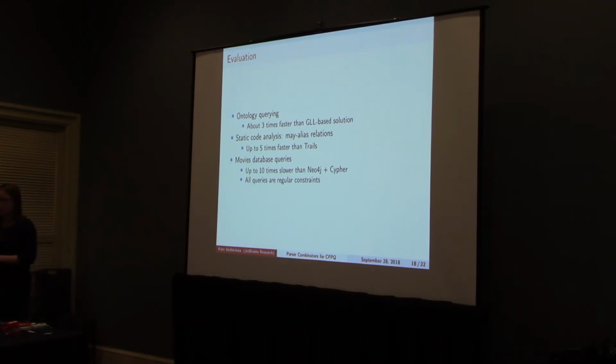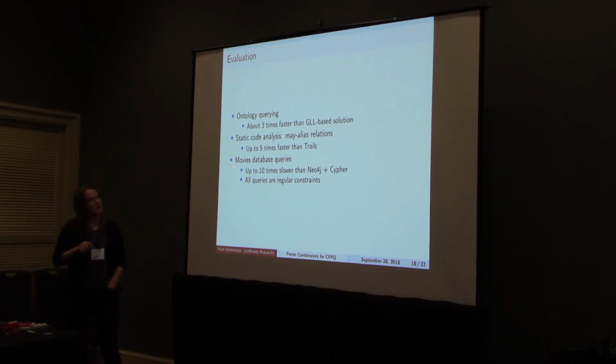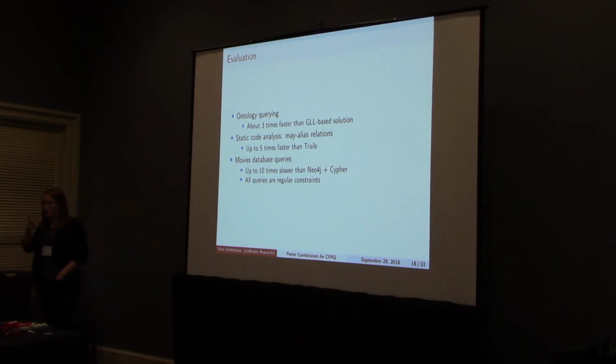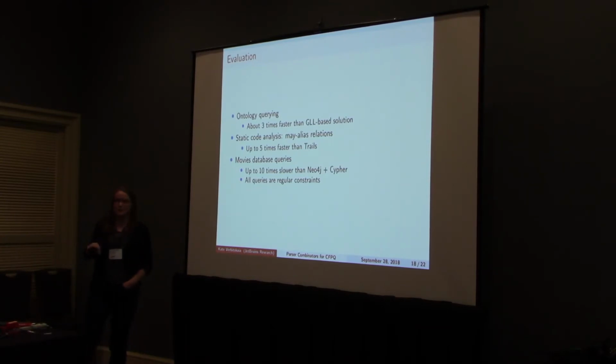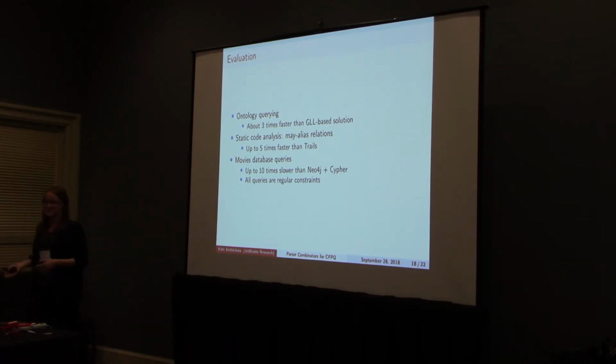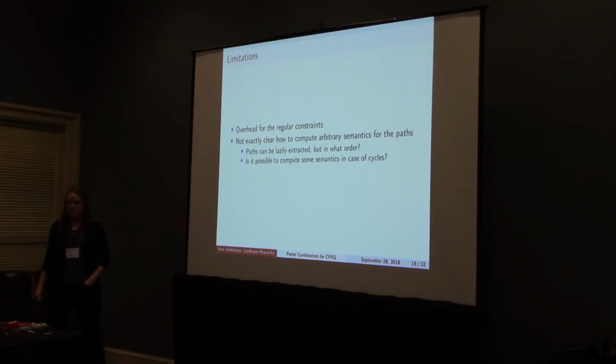We also implemented these two, which were actually context-free path queries. And we also ran some sample queries to the movies database, which we grabbed from the Neo4j tutorials. In this particular example we run about 10 times slower, because our solution solves a more general problem, and of course it comes with overhead, because these database queries are all regular, and we solve the context-free path query problem.